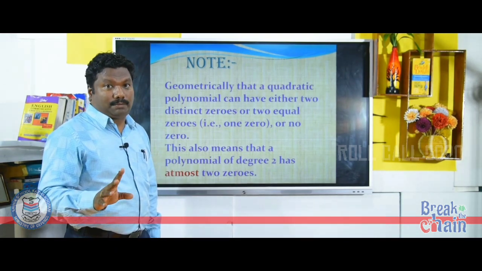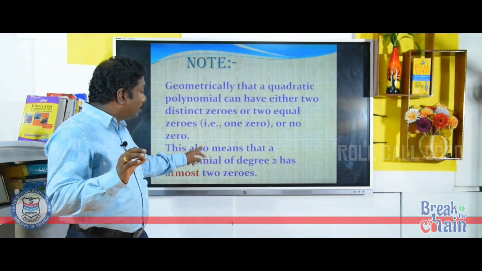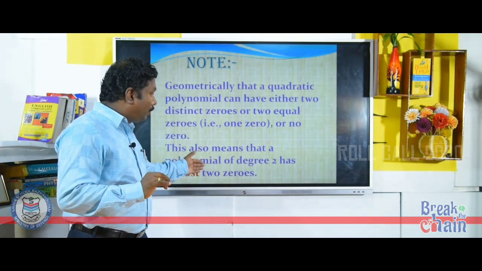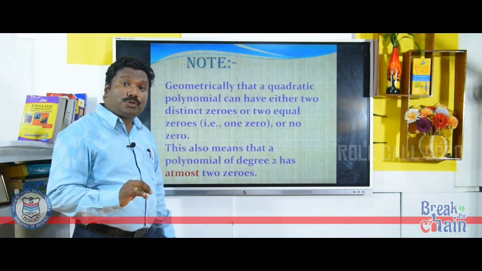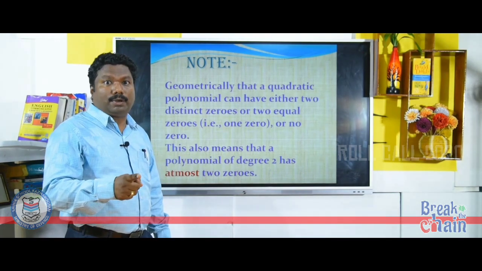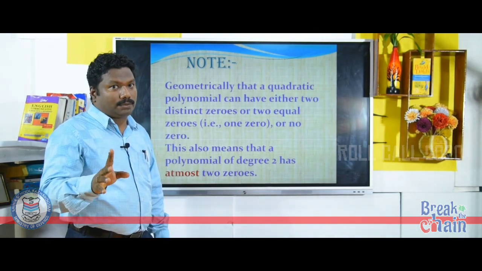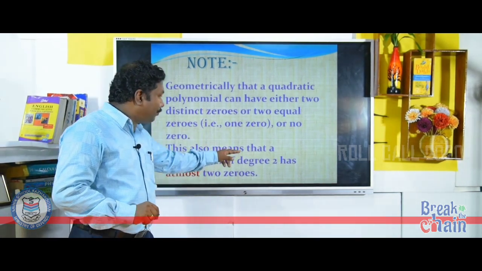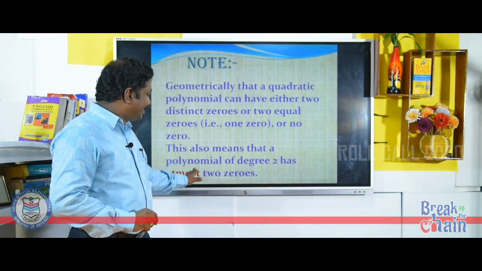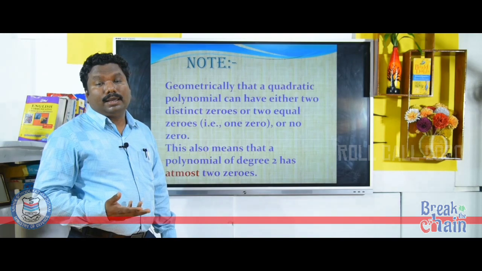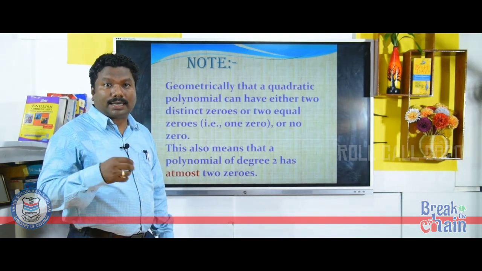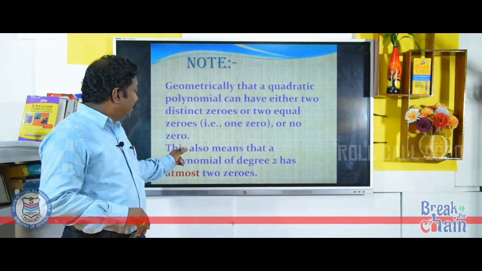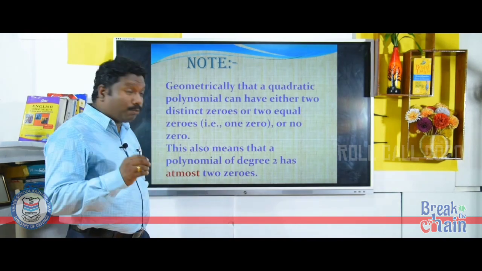The words "at most" are very important. A polynomial of degree 2, that is what is called a quadratic polynomial, has at most 2 zeros, whereas a linear polynomial must have exactly 1 zero. Similarly, for a cubic polynomial there is a chance for 3 zeros. We conclude that a polynomial of degree 3 has at most 3 zeros.